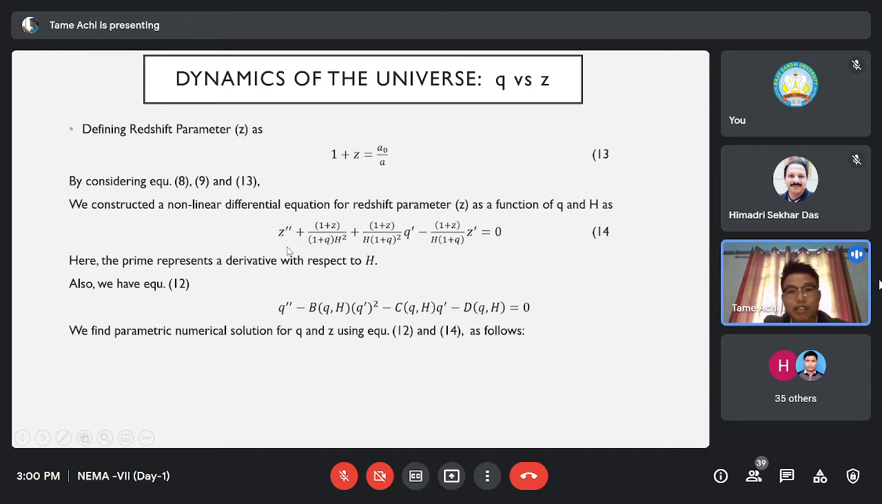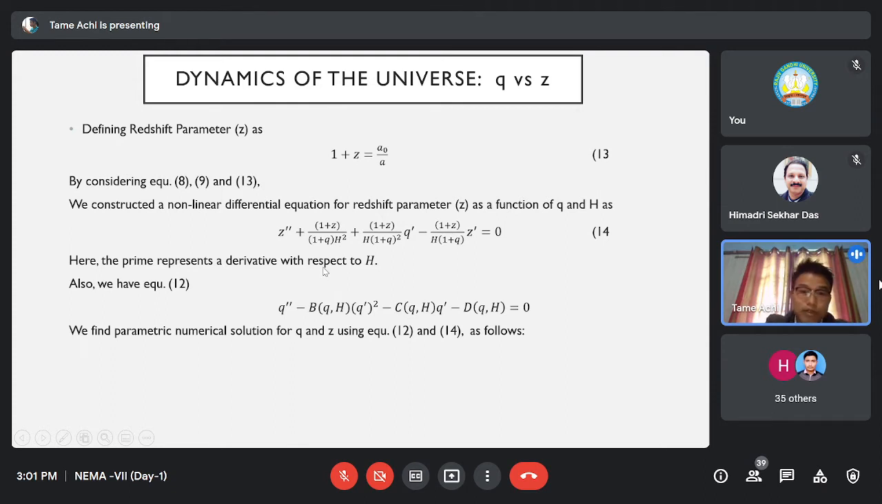This is again a non-linear differential equation. It contains H, Z, and Q, and the prime is with respect to H, and we want to find a solution between Z and Q, the deceleration parameter and redshift. From equation number 14, it is not possible to solve directly because we have H also included here.